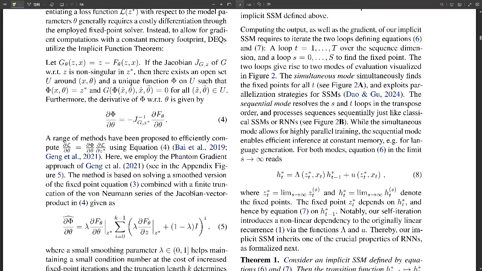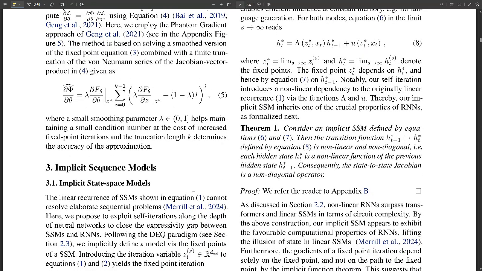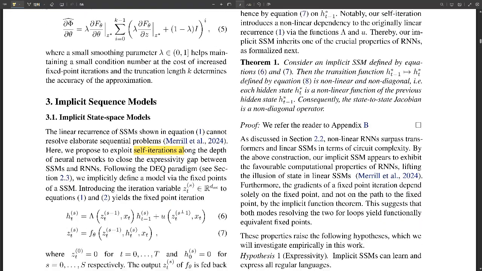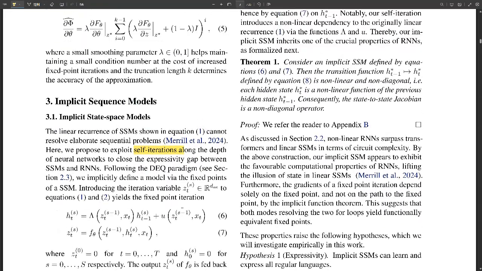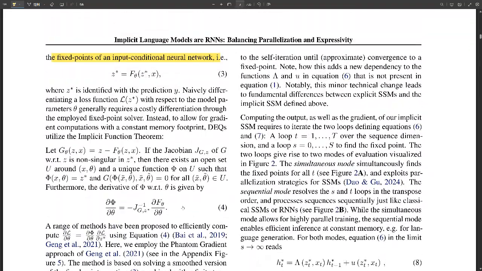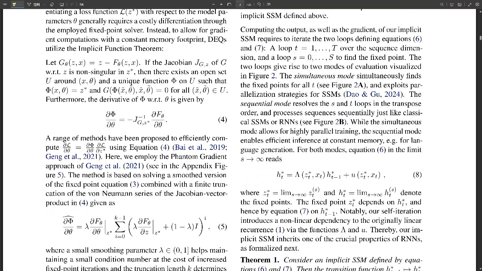Exactly. And this is really where traditional models like transformers and state space models, SSMs, hit their limits. They're really good at parallelization. They can process information rapidly, but they struggle with tasks that require them to understand complex, interconnected information over time. Interesting. So is that where these implicit language models come in? That's exactly where they come in.